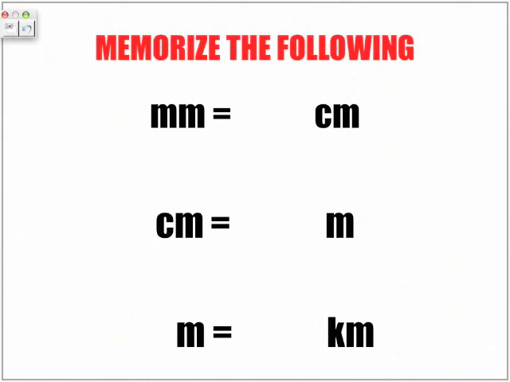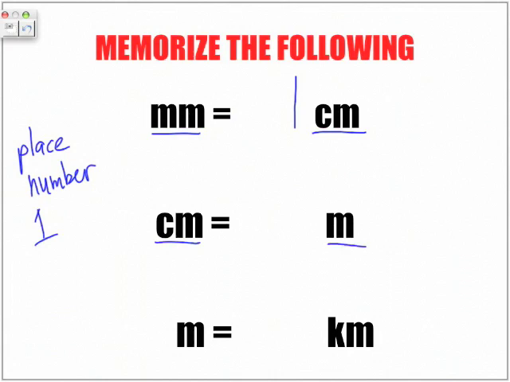Well, what I like to do is I like to always place the number 1 next to the unit that is the biggest. Okay, so place a number 1 next to the unit that is the biggest. Between millimeters and centimeters, which is the bigger unit? Between centimeters and meters, which is the biggest unit? Between meters and kilometers, what is the biggest unit? So we have put the number 1 next to the units that are the biggest.